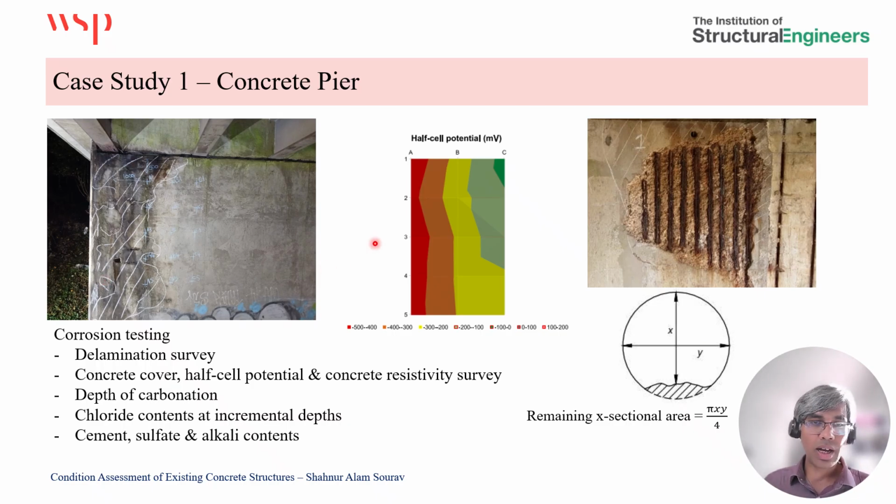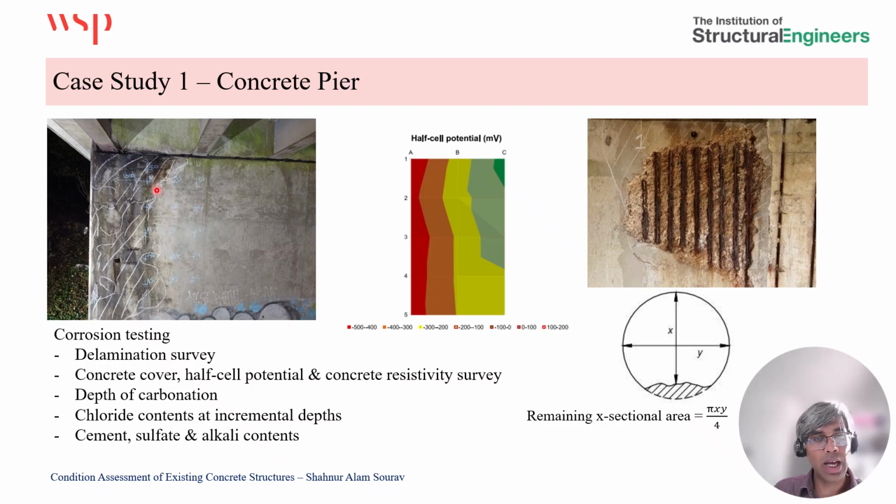As an example of a half cell potential survey, this contour plot is showing the locations in red and yellow, which is kind of typical, showing where there is high probability of reinforcement corrosion. So this is the location where this grid A1 is.